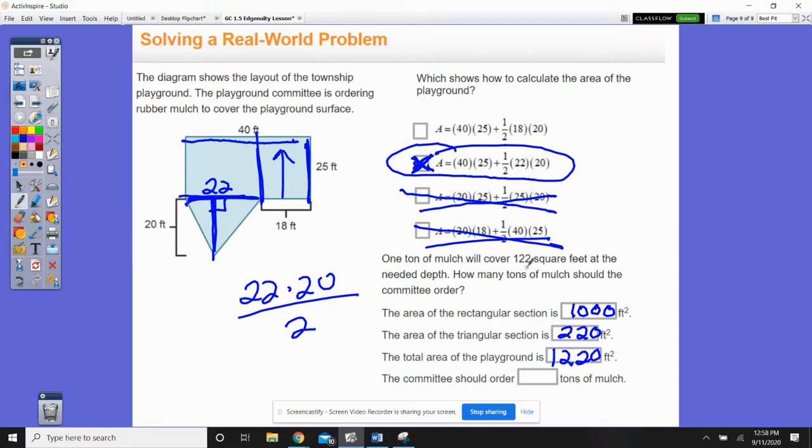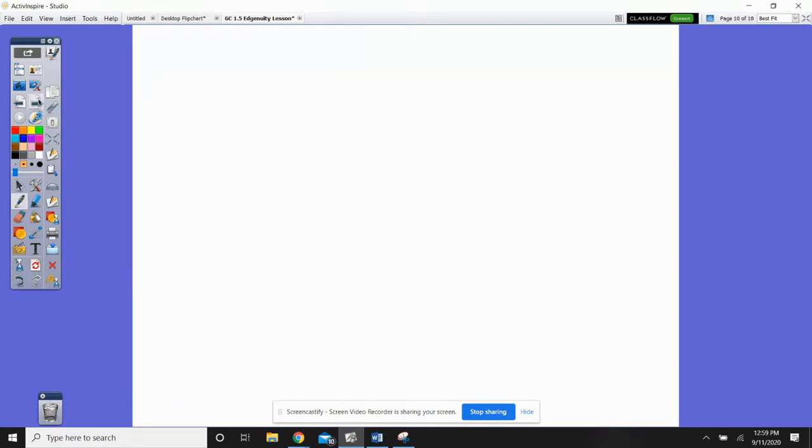They're going to put some mulch on it, and it only covers 122 square feet. So how many tons will they need? Well, I'm going to take the 1220. I'm going to divide it by 122. And that gives me 10 tons of mulch that I should buy. That's it on the irregular figures.